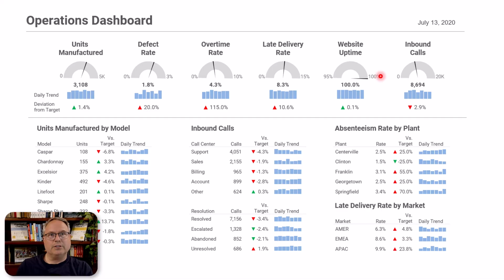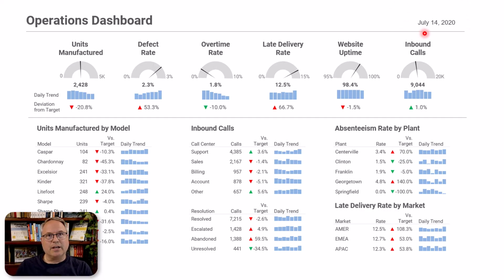And on July 13th here, they might realize, you know what? Actually, none of this required attention. All of it was actually okay. And then, if we go to the next day, so now we're on July 14th here, what happens? Well, now we have a completely different set of red and green indicators. And so the user has to start all over again, right? Is this one okay? Is this one okay? Is this really a problem? Is this not a problem? And so again, it's going to be very time consuming.